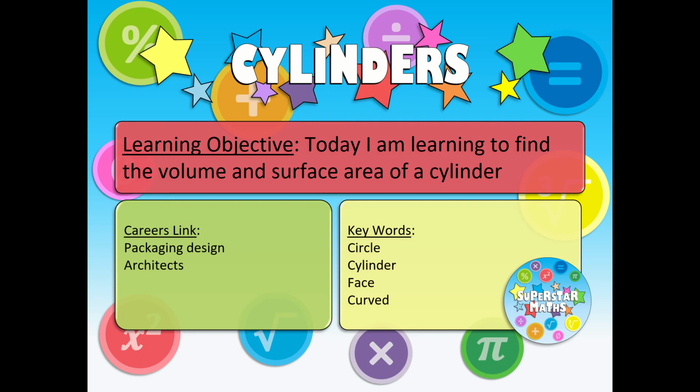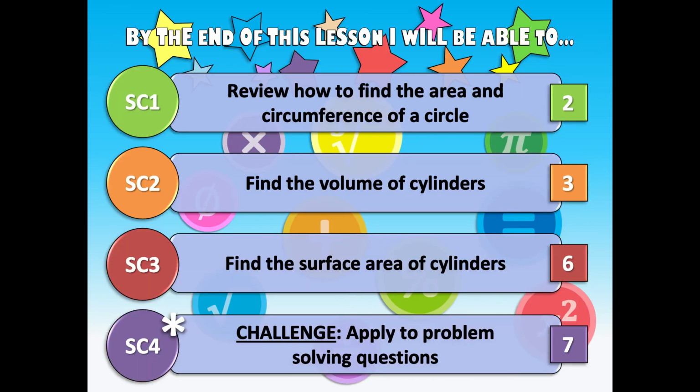Hi guys, welcome back. Today we are going to learn how to find the volume and surface area of a cylinder. We've got 4 success criteria, and the first one is to review how to find the area and circumference of a circle.